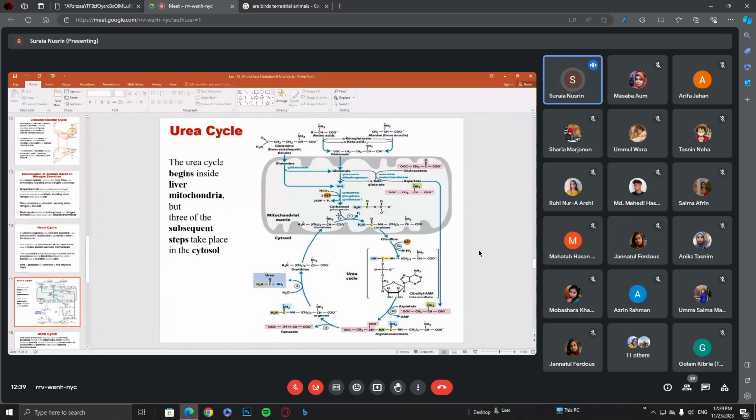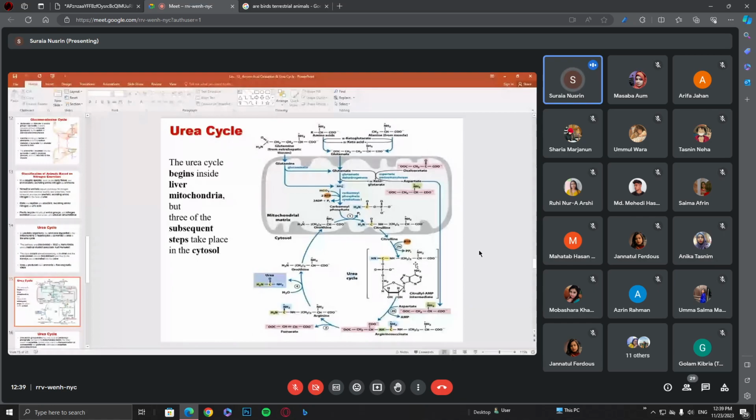Now the carbamyl phosphate condenses with the starting molecule of the urea cycle, which is ornithine. Ornithine condenses with carbamyl phosphate, and we get citrulline. That is the reaction occurring in the mitochondrial matrix of the hepatocyte. Then citrulline goes to the cytosol of the cell.